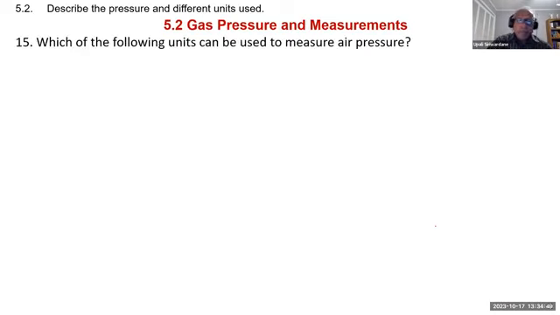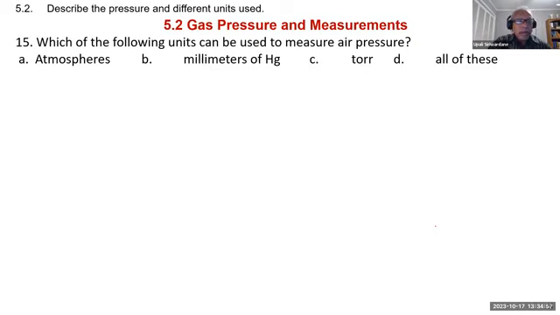Let's look at some more problems. Which of the following units can be used to measure air pressure? Atmospheres, ATM, that's one of them. Millimeters mercury, that's one of them. Torr is one of them. Pascal is one of them. Bar is one of them. So all these given are used for measuring pressure. Therefore, answer is D, all of these.